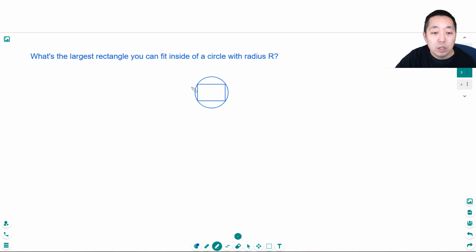I drew a picture here, a circle and a rectangle, and we know that the radius of this circle is r. My goal is to find an equation for the area of this rectangle. If this is r, what you do know is that the diagonal here is 2r, which is the diameter, right? These are the diameters of such a rectangle.